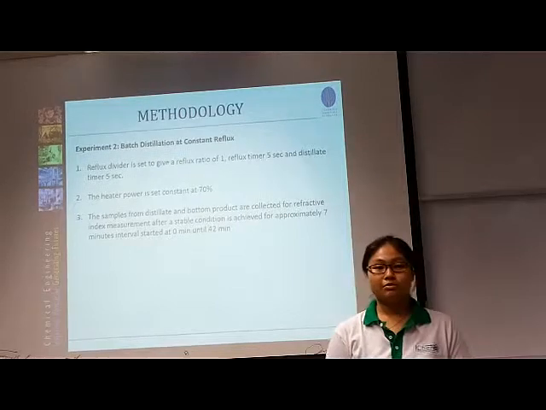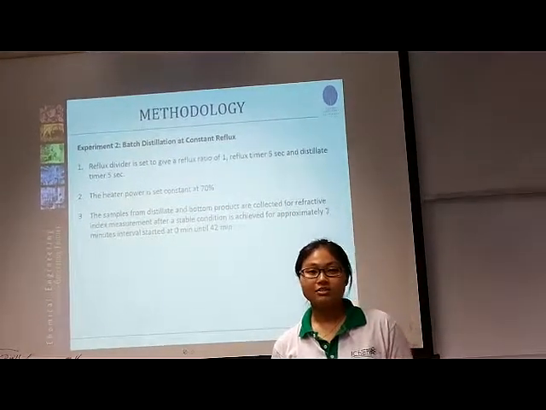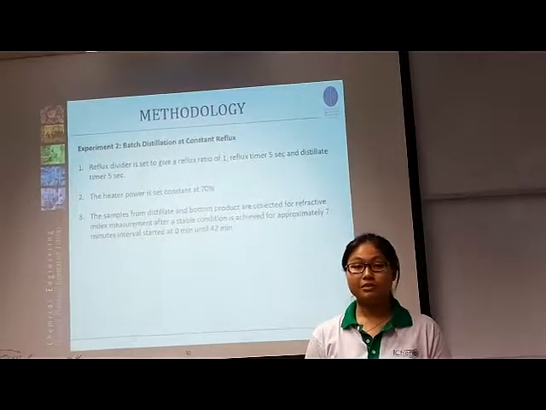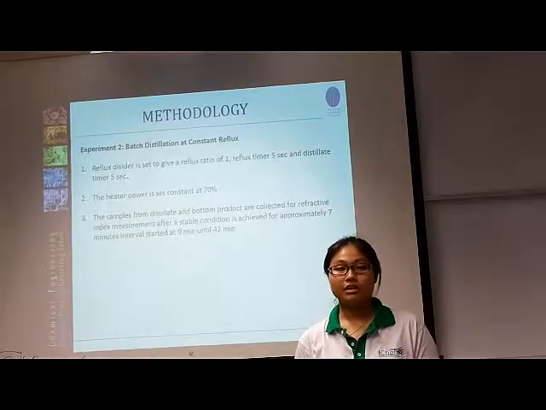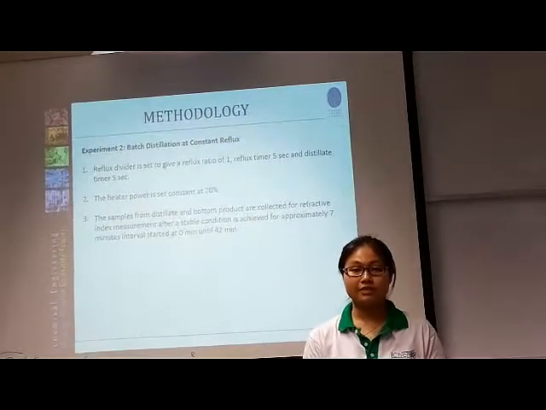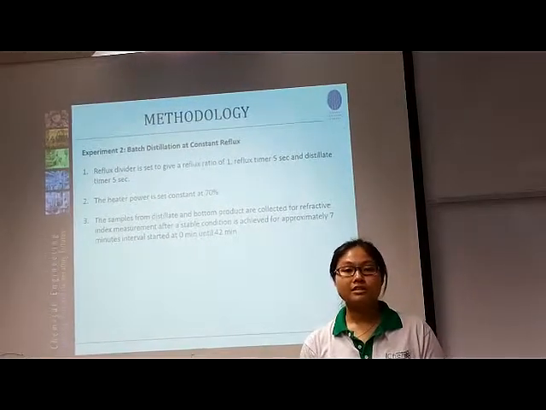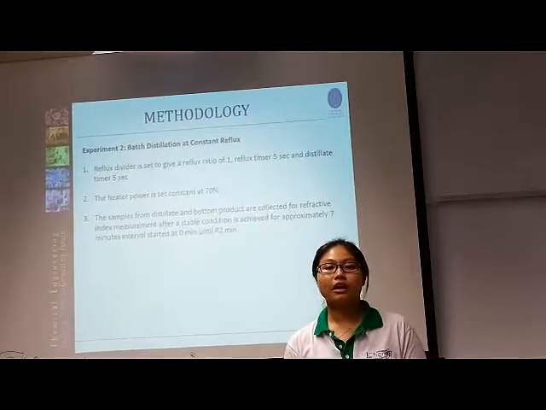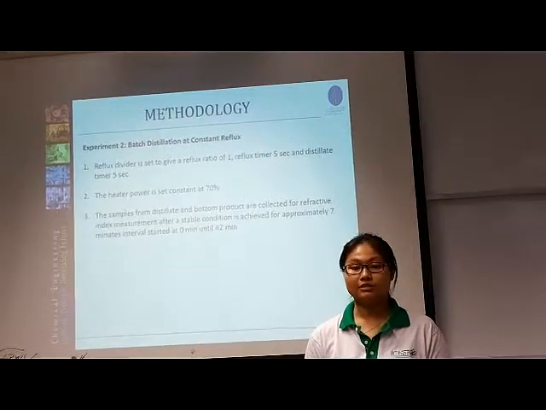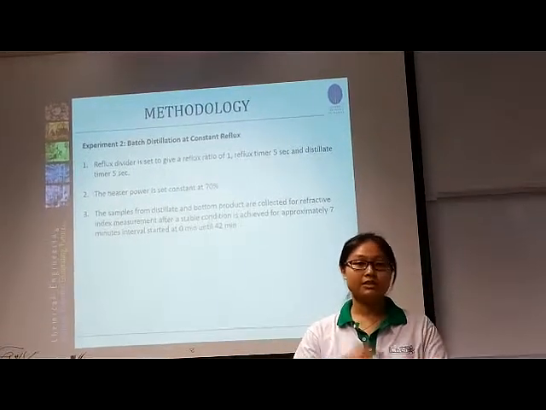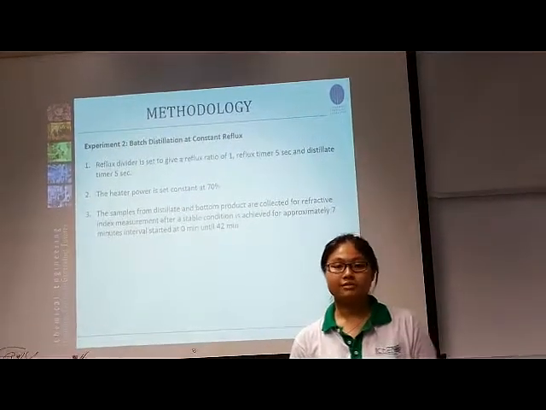We will continue with experiment 2, which is the batch distillation at constant reflux. First, the reflux divider will be set to a reflux ratio of 1, which is reflux timer 5 seconds and distillate timer 5 seconds. The heater power will then be set to 70%, and the samples will then be collected for measuring the refractive index. Both bottom and top product will be collected to measure its refractive index. This step will be continued with an interval of 7 minutes for 42 minutes.